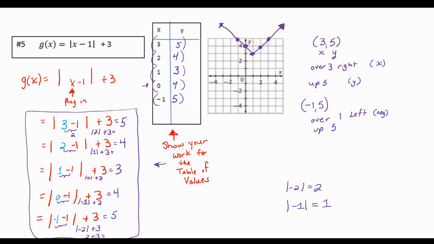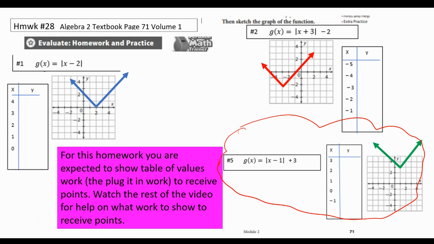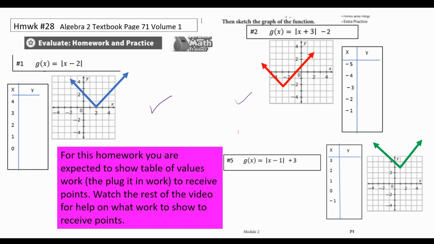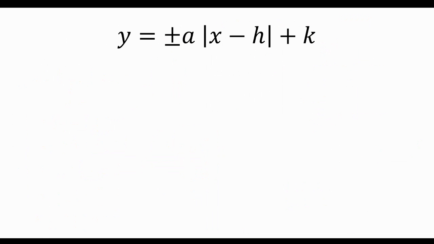All right, so this is the homework work that you're expected to show for each of the problems on this paper. So this was homework number 28. I did number 5 for you. So make sure your work is shown for number 1 and number 2, and then upload that to your digital workbook. If you still don't understand how to do this, then let me and Miss Fairbanks know, and we'll arrange intervention time, okay? All right, I'm going to move on.